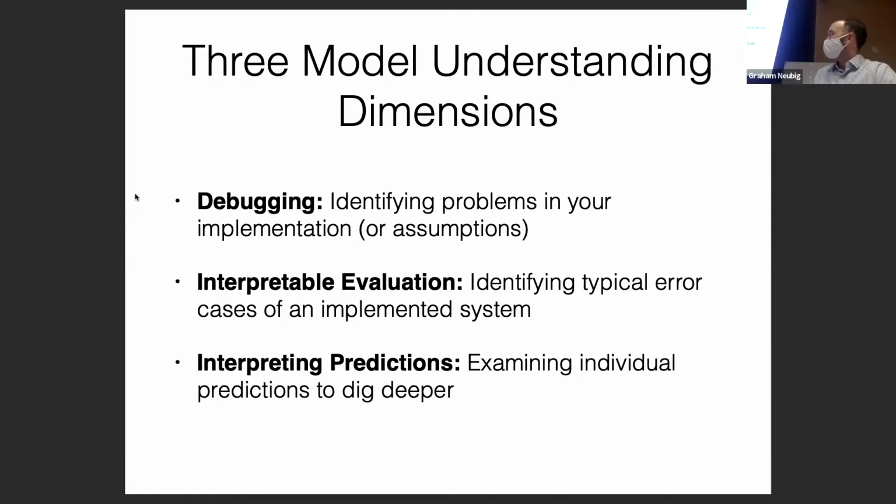And the final thing is interpreting individual predictions. So this is examining individual predictions to maybe understand why that particular prediction was made. So let's say using something like interpretable evaluation, you've identified some incomprehensible error cases where you don't understand why the model made that mistake. Methods to interpret predictions can help you understand a little bit better why that might be happening.